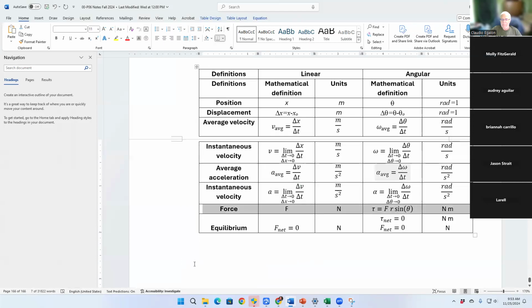Okay. Net equilibrium. In order to have net equilibrium for a point particle, the net force on the particle must be zero. But for a rigid body, the condition is a little bit more stringent. You not only must have a net force equal to zero, but simultaneously you must have a net torque of zero as well. Okay.